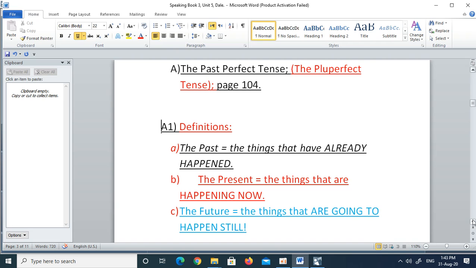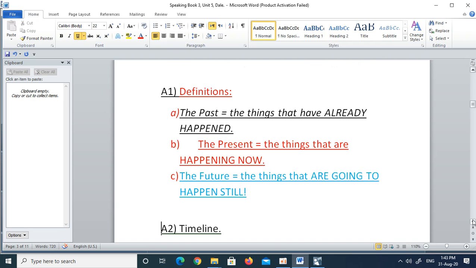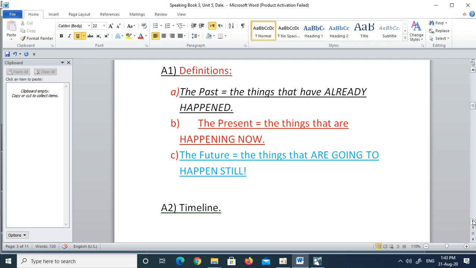All right, let us start with a few basic definitions. The past is the things that have already happened, the things that are already finished. That is the past. The present is the things that are happening now. And the future is the things that are going to happen still. The future is the things that have not happened yet.